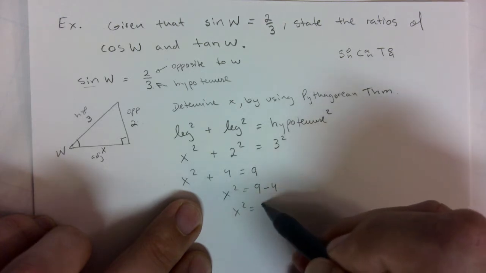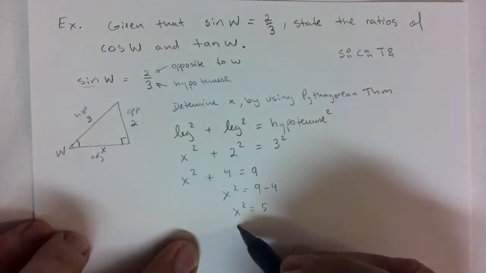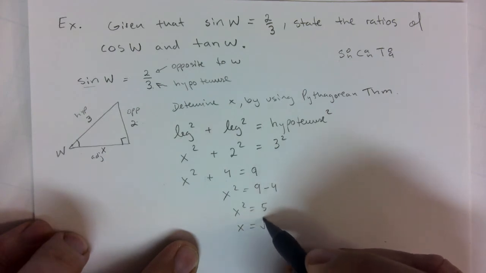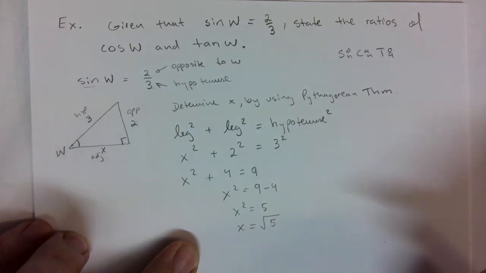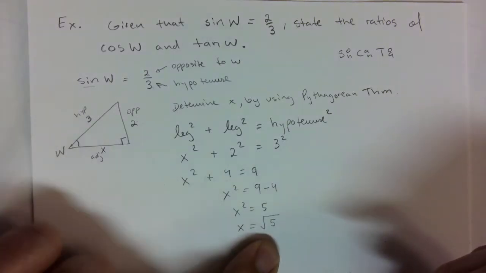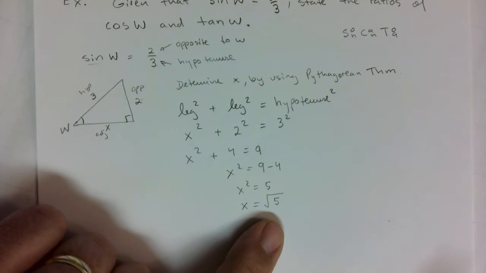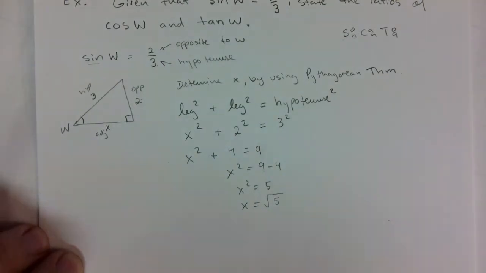X squared is equal to 5. Therefore, x is equal to the square root, because we're taking the root of both sides. X is equal to the square root of 5. Leave it like that. In this course, you want to leave it as a root. Do not turn it into a decimal.